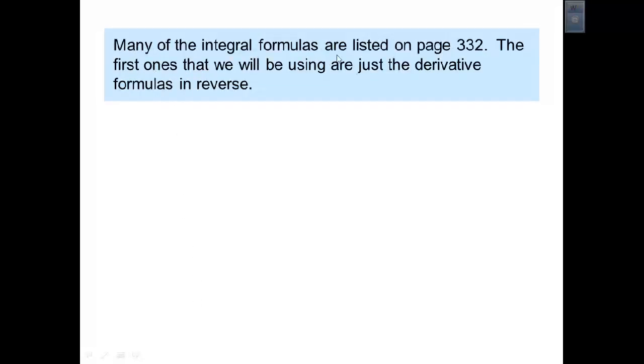All right, many of the integral formulas are listed on page 332 of your textbook. The first ones that we will be using are just the derivative formulas in reverse. At first, we're going to do simple integrals that are just those things in reverse, but then we're going to get to the more complicated ones that would have functions inside of functions and all kinds of things like that. So it's going to get more complicated, but those are the basic ones that you need to start learning right now.